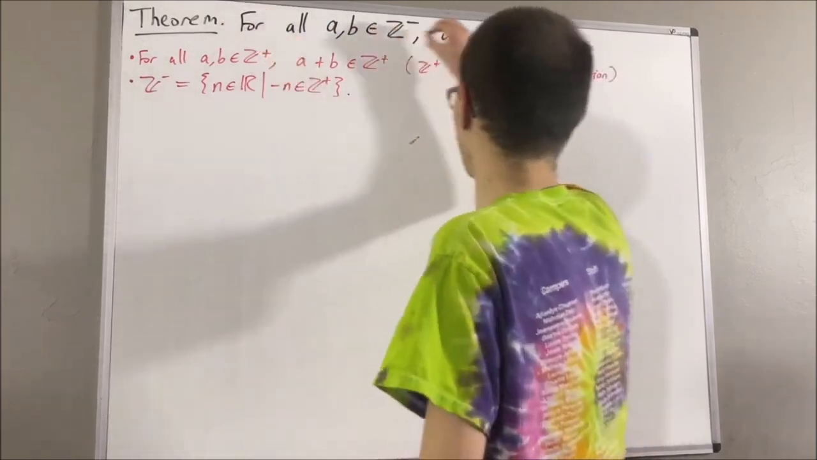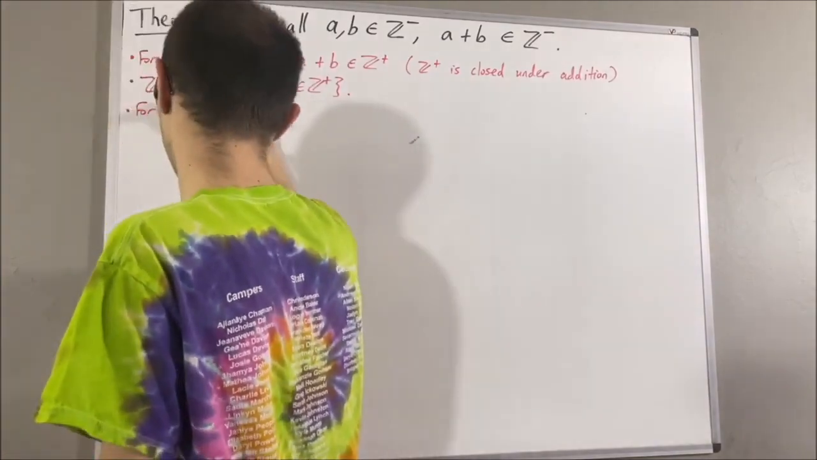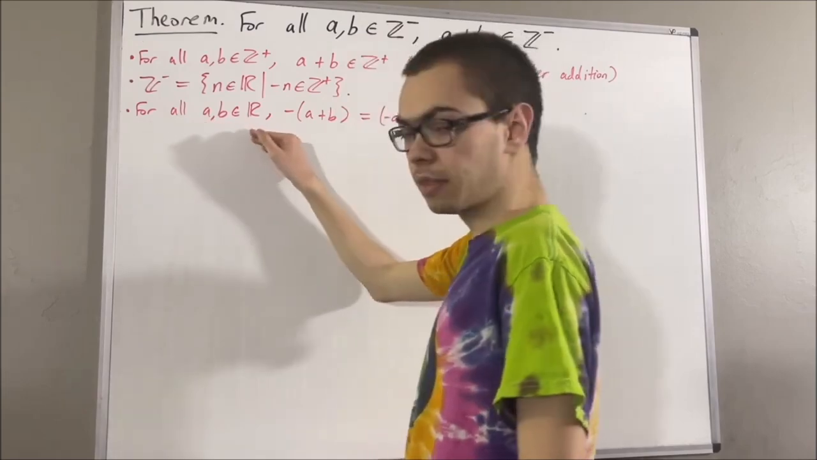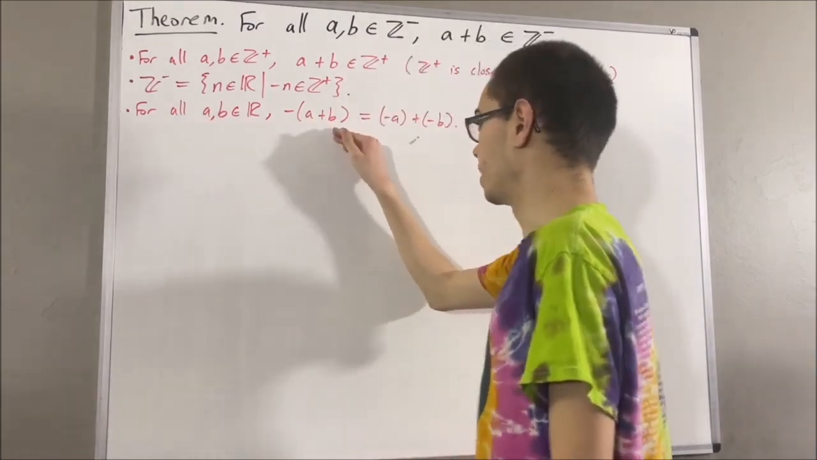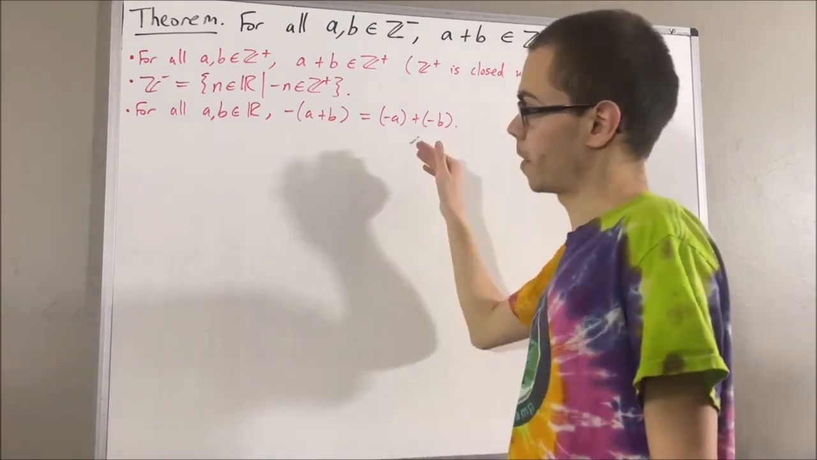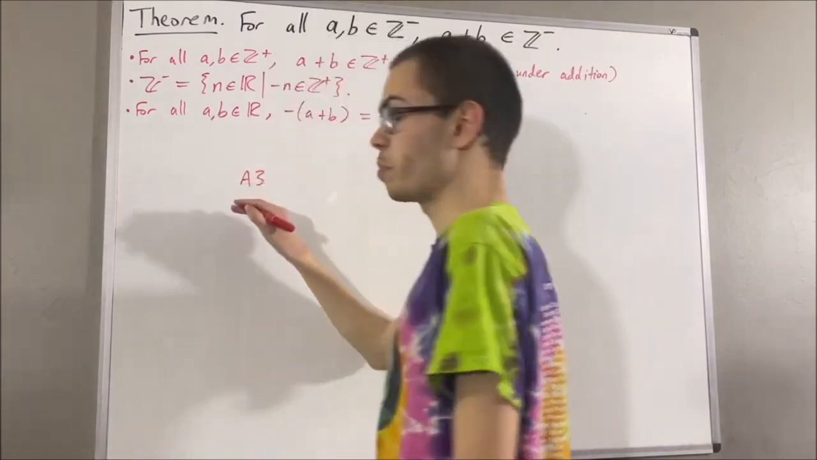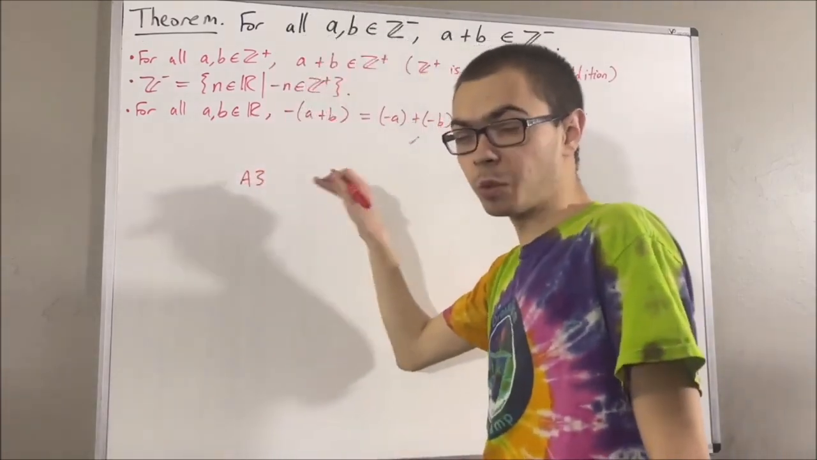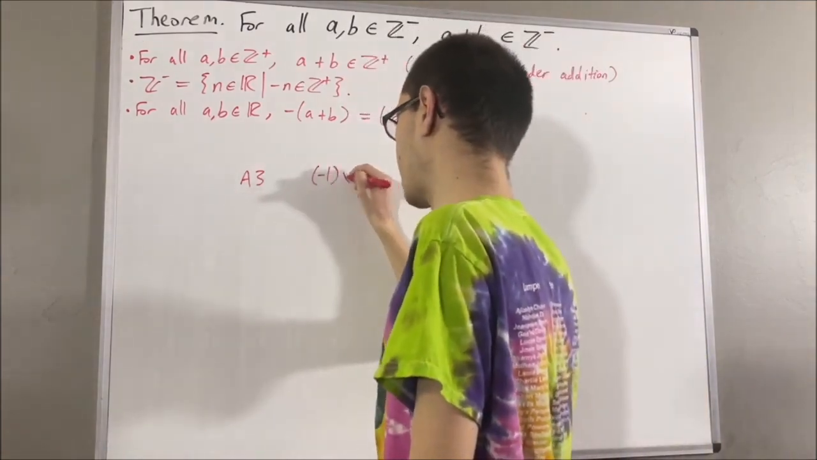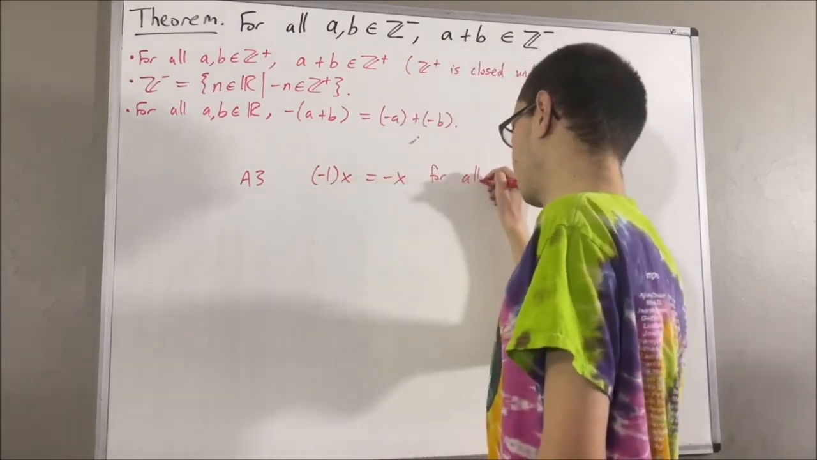And in proving this theorem, we're going to be using the following preliminary result. For all real numbers a and b, the negative of a plus b is equal to the negative of a plus the negative of b. Now, to see how we can prove this, we're going to apply axiom 3, the distributive law, and the following preliminary result, which we have proven. We have proven negative 1 times x is equal to the negative of x for all real numbers x.